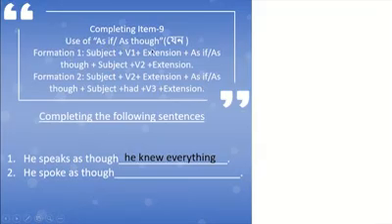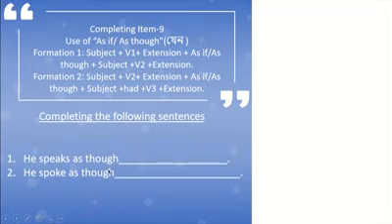Let's go through the next example, completing item 9. Use of as if, oblique as though. The Bangla meaning is "যেন". Formation 1: Subject plus verb 1 plus extension plus as if, oblique as though, plus subject plus verb 2 plus extension.